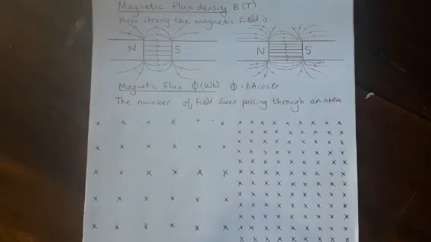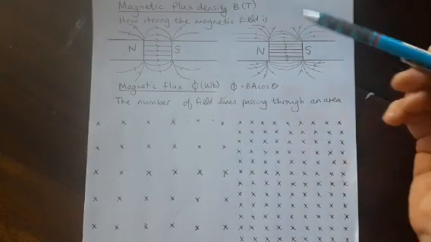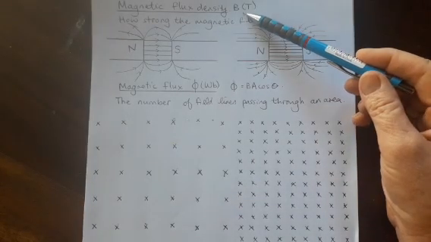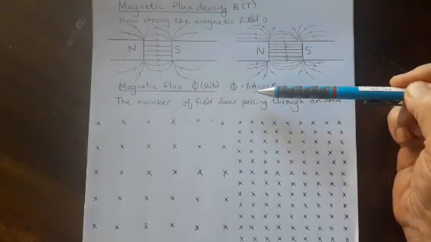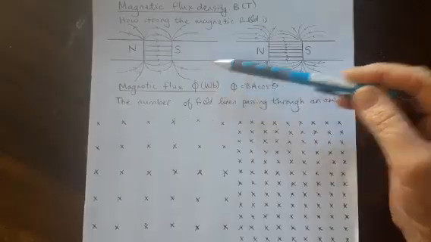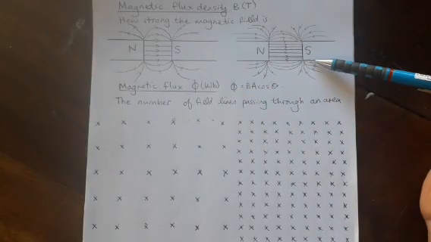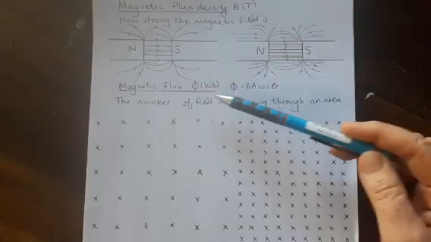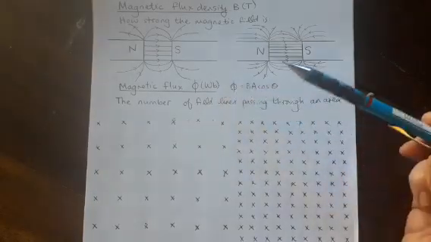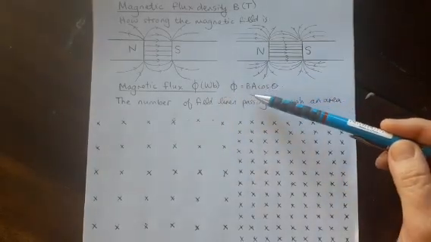So this is a video to tell the difference between magnetic flux density, magnetic flux, and magnetic flux linkage. So magnetic flux density, which has the symbol B and is measured in the unit Tesla, is about how strong the magnetic field is. You can see this is a weak magnet, this is a strong magnet. And the field lines are very close together in a strong magnet and further apart in a weak magnet.